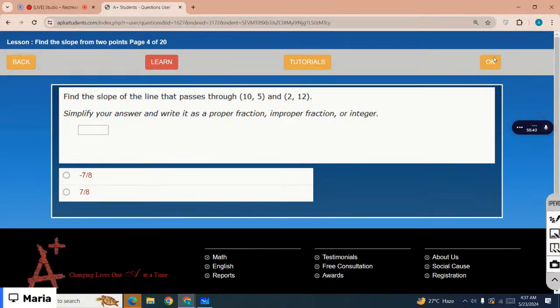Find the slope of the line that passes through (10, 5) and (2, 12). So which is the correct option? The correct option is that is negative 7 over 8. Option number 1 is the correct option.